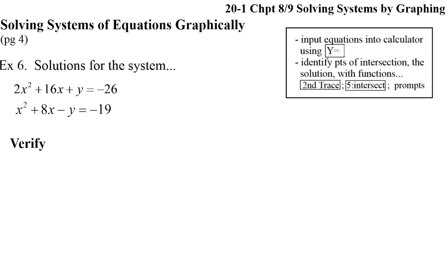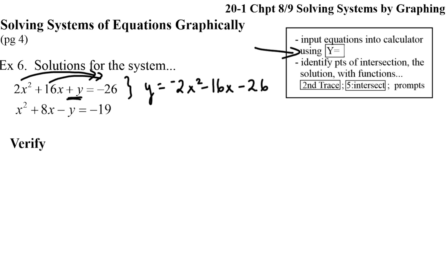Now the first thing, remember we have to put into the calculator the y equals. So we need to make sure the y is isolated in our equations. Here we have a positive y, so we're going to leave it. But the 16x and the 2x squared need to change sides, which means we're going to end up with the equation y equals negative 2x squared minus 16x minus 26. That's the equation that we should be plugging into our calculator.